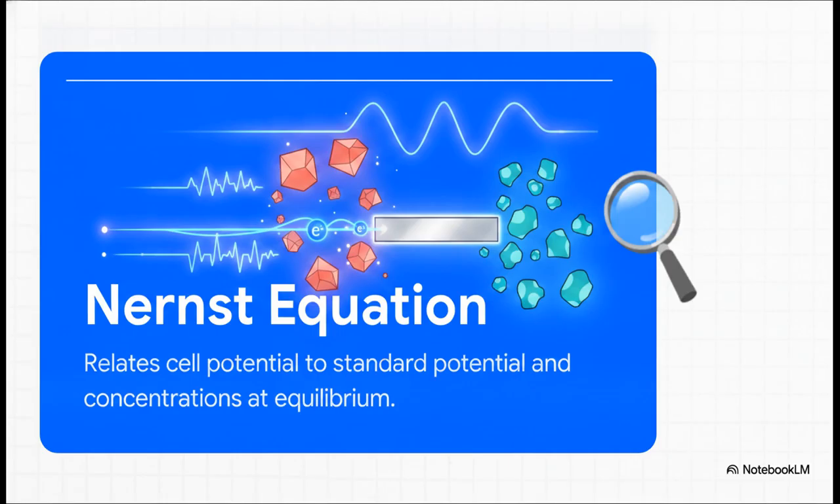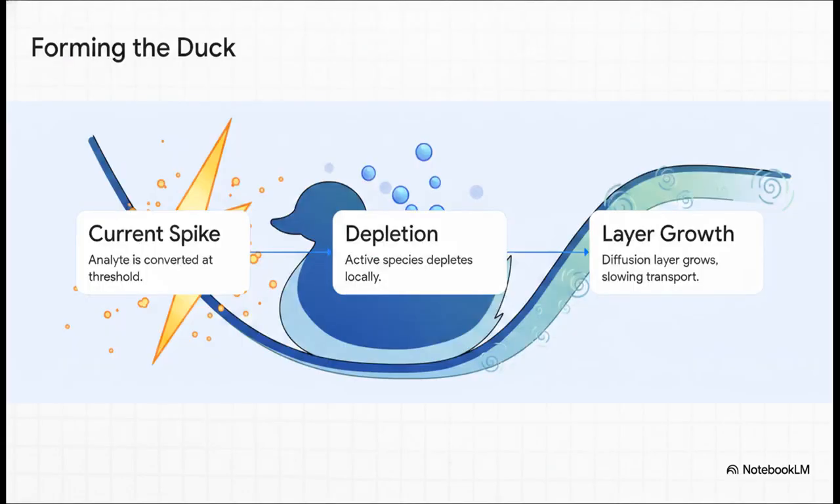And to achieve this new ratio, molecules undergo electron transfer. That physical transfer of electrons, that is exactly what we are measuring as current. So it's this sequence of rapid depletion followed by a sluggish delivery of new molecules that perfectly carves out our iconic duck shape. Let's take a famous example, like ferrocene.